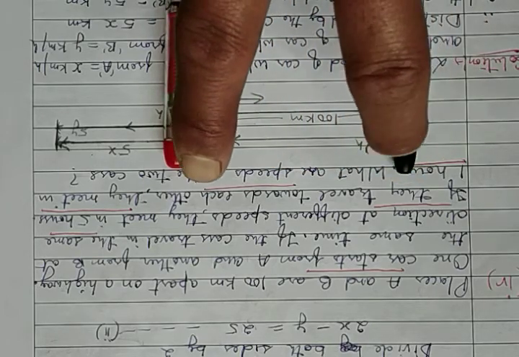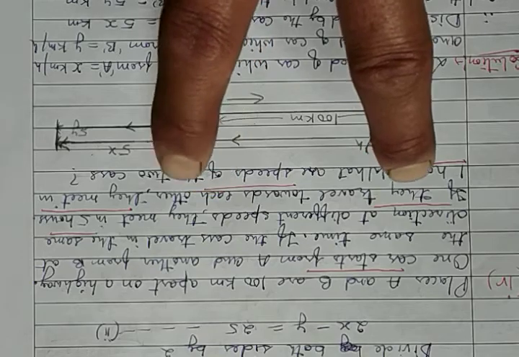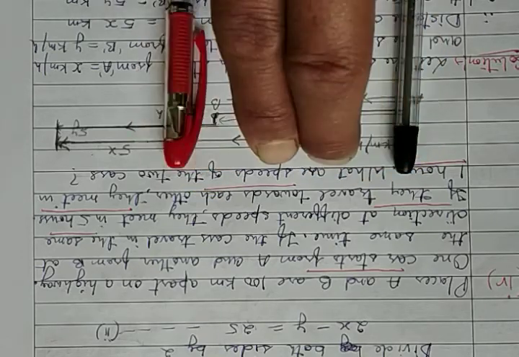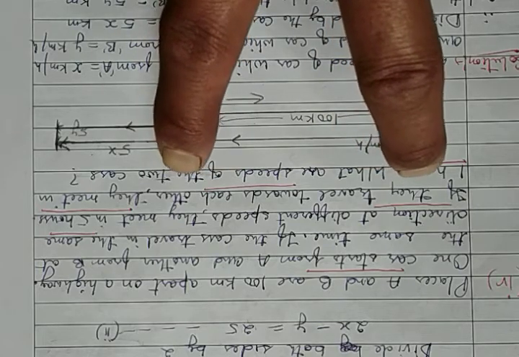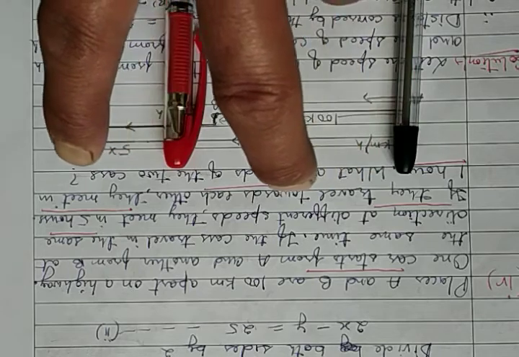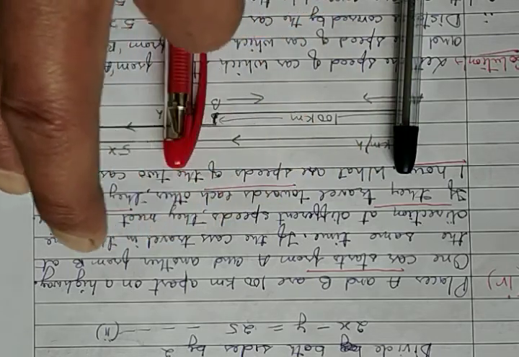Look at it. One car starts from place A, and the second car starts from place B. How far are these two? These two are 100 km apart. Now if they travel in the same direction, upward like this, they meet after 5 hours.